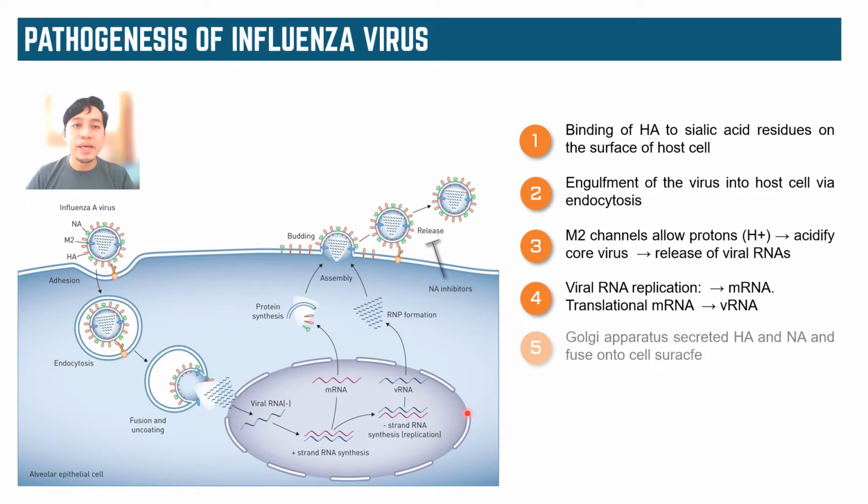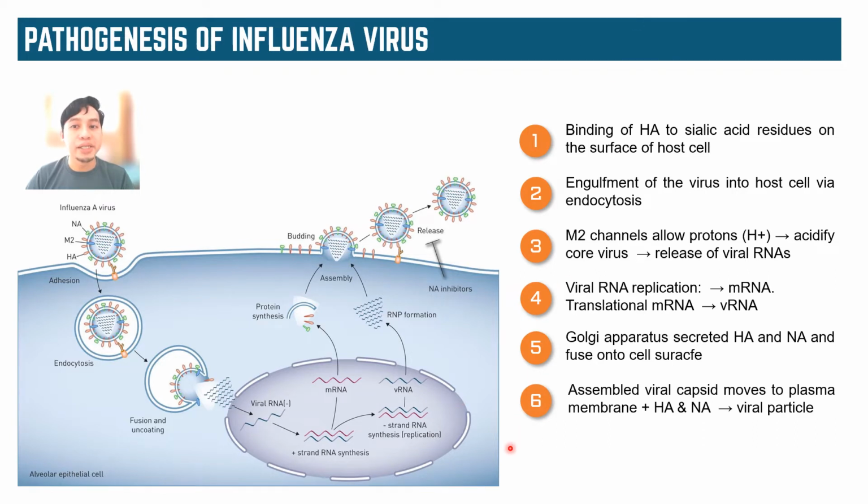Once synthesized, hemagglutinin and neuraminidase glycoproteins are secreted through the Golgi apparatus onto the surface of the host cell, where they fuse with the plasma membrane, whereas other viral proteins migrate back to the nucleus where they assemble with newly replicated genomes. Assembled viral capsids then move to the plasma membrane where they bud off, taking a segment of membrane containing the hemagglutinin and neuraminidase, and thus forming a viral particle.